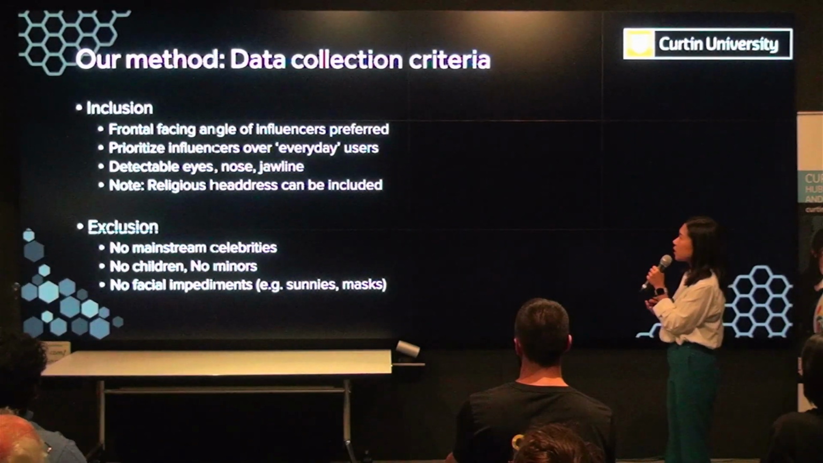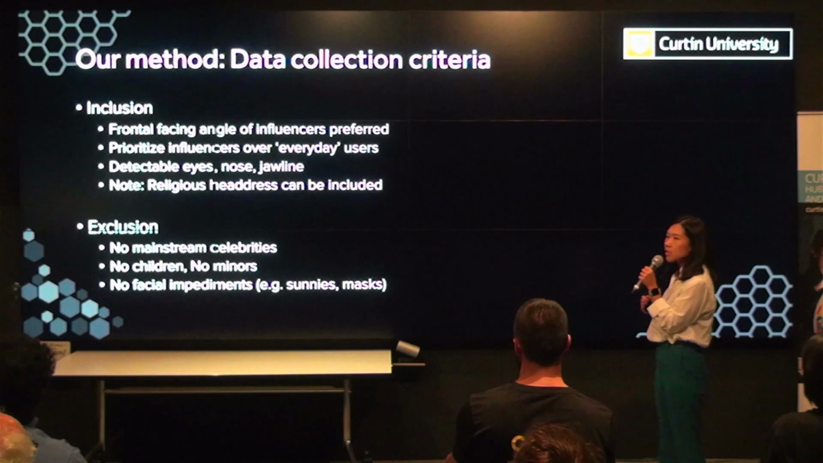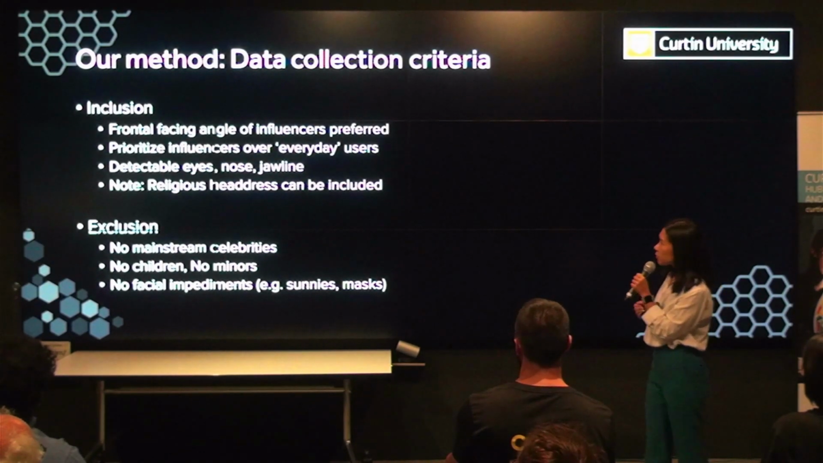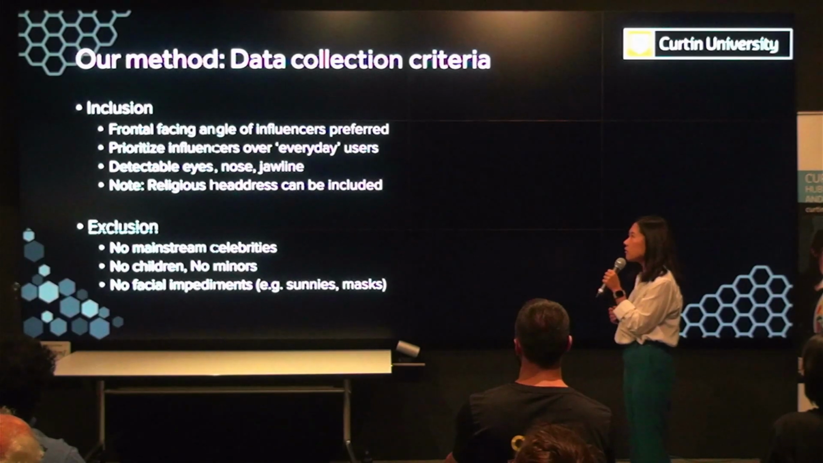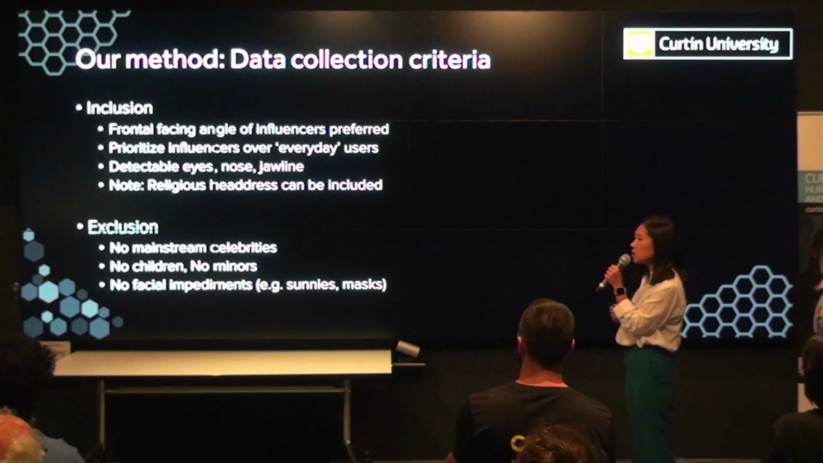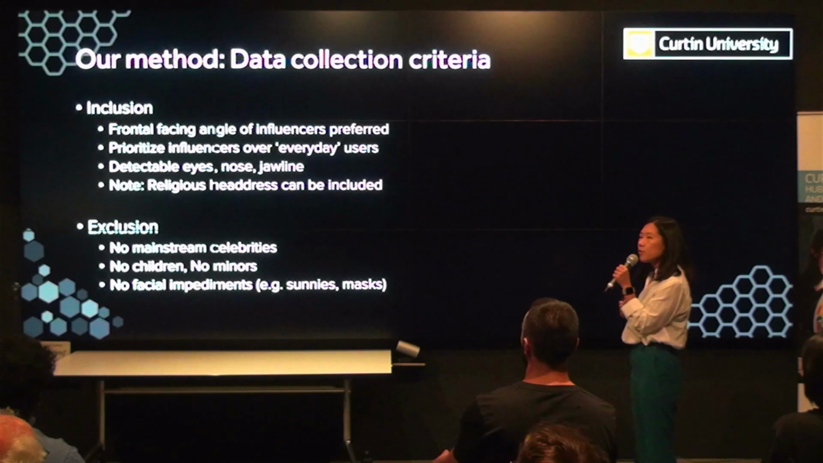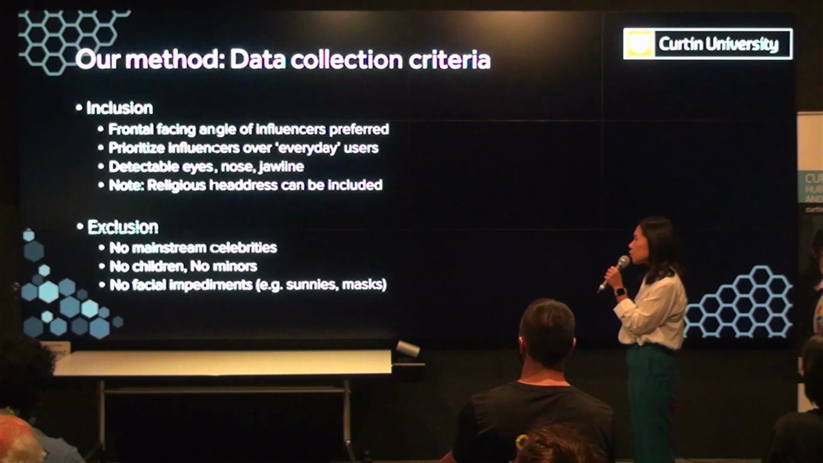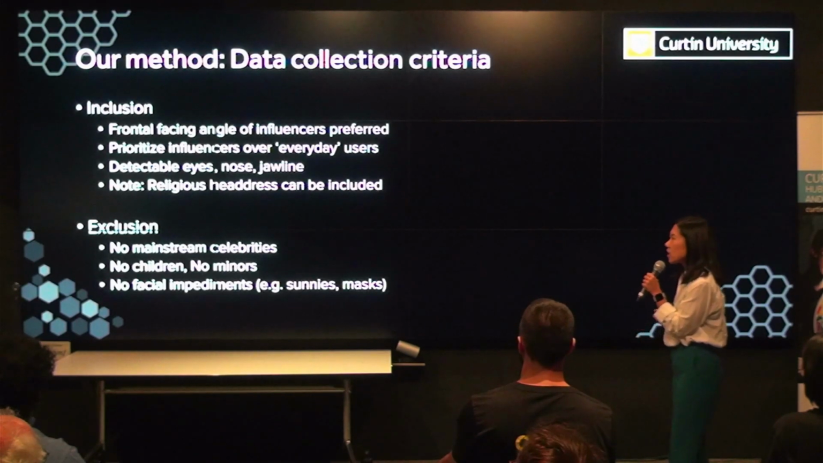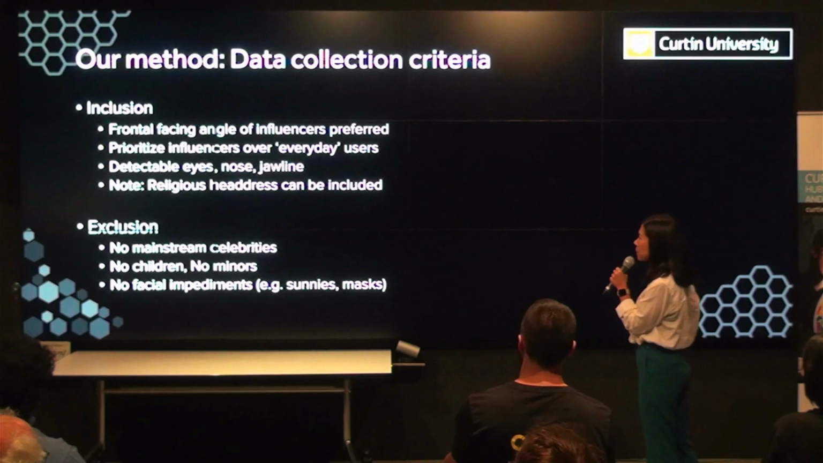From the beginning of our methodology, we set up the data collection criteria. First of all, we include frontal-facing influencers. Then we prioritize influencers over everyday users. And every image needs to have detectable eyes, nose, and jawline. But note that we include religious headdresses, absolutely okay.